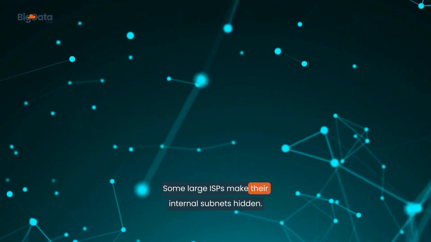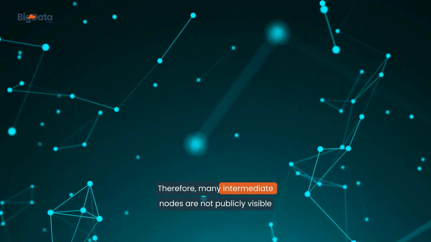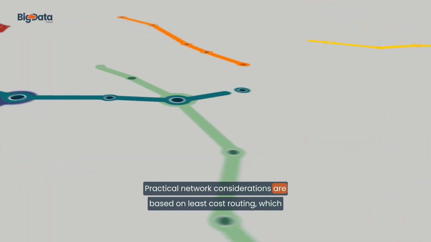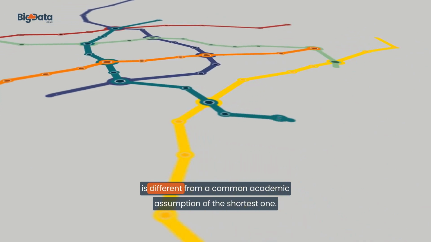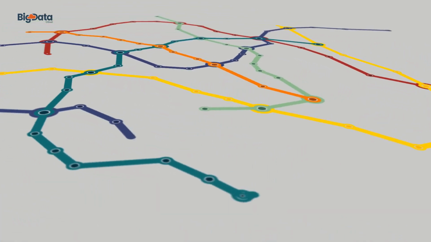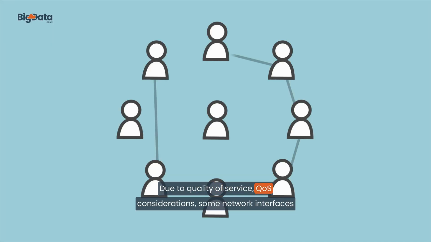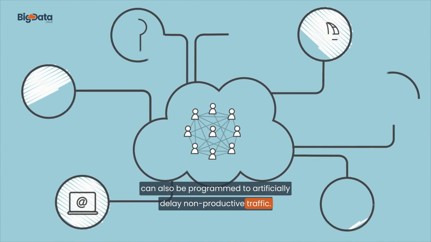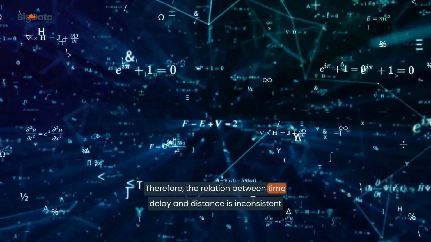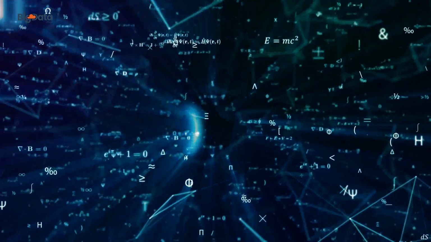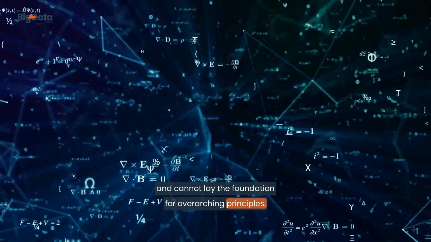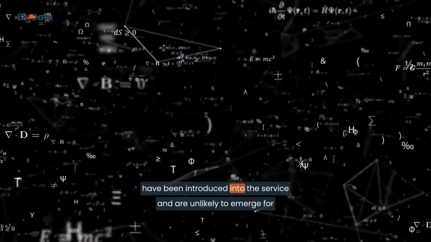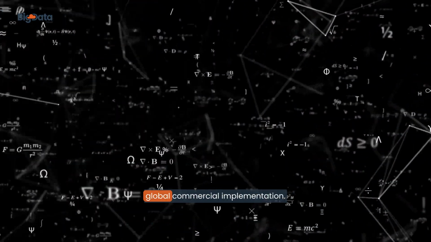Some large ISPs make their internal subnets hidden. Therefore, many intermediate nodes are not publicly visible and cannot be accounted for. Practical network considerations are based on least cost routing, which is different from a common academic assumption of the shortest one. Due to quality of service, QoS considerations, some network interfaces can also be programmed to artificially delay non-productive traffic. Therefore, the relation between time delay and distance is inconsistent and cannot lay the foundation for overarching principles. To date, none of the methods based on time-delayed triangulation theory have been introduced into the service and are unlikely to emerge for global commercial implementation.